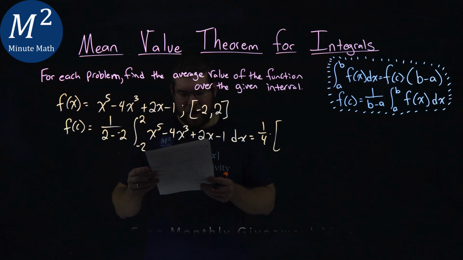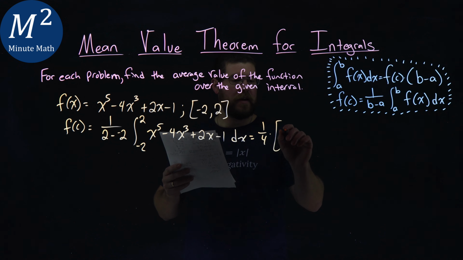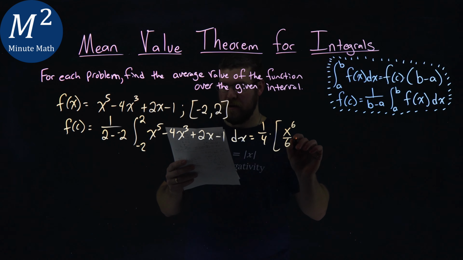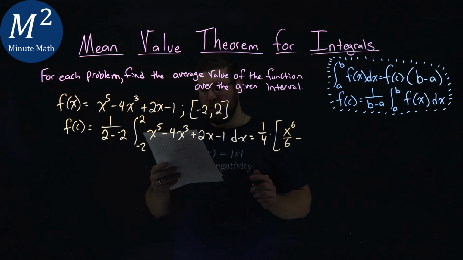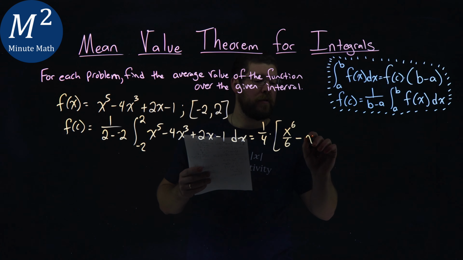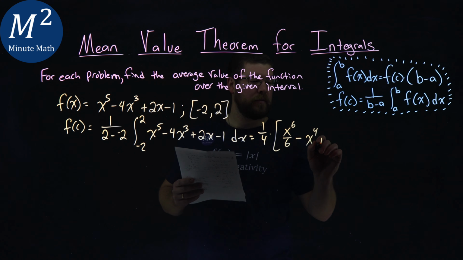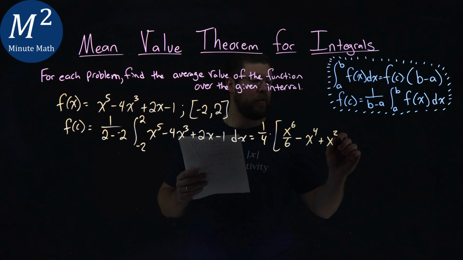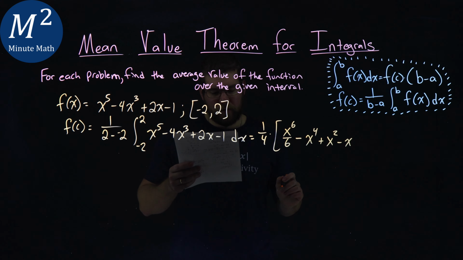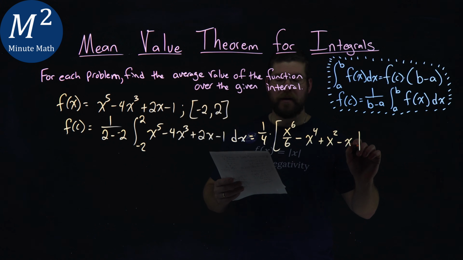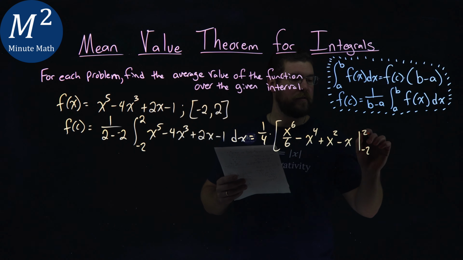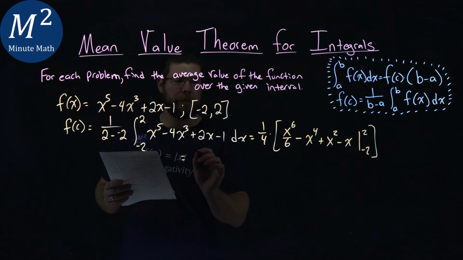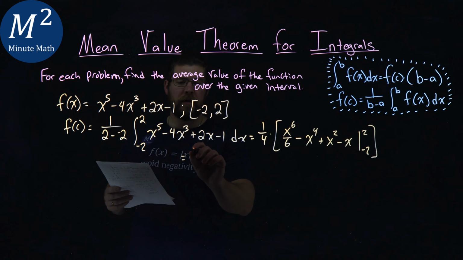Now we want to integrate our x to the fifth, so x to the fifth is x to the sixth over 6, minus 4x to the third integrates to be x to the fourth, plus 2x is x squared, and then minus 1 is minus x. And we're integrating this on the interval from -2 to +2. I'll put the 1/4 out front.